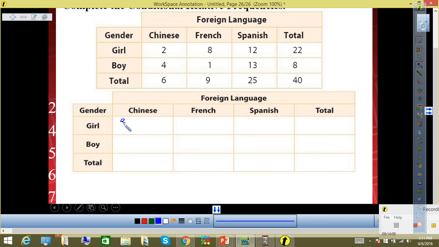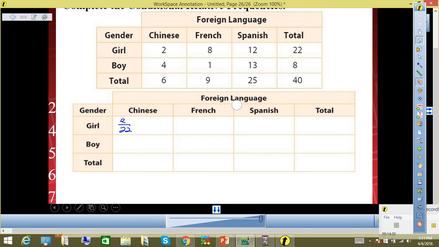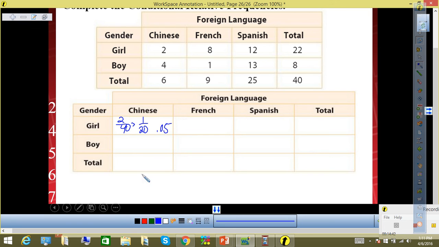Okay. Hold on. Stop putting stuff away. Look up, please. They're saying 2 over 22. Is that correct? No. That's the, which one? Conditional. I'm not talking about conditional. Which is the joint? I'm looking for joint relative. Sergio: 2 over 40, which reduces to 1 over 20, which is 0.05.